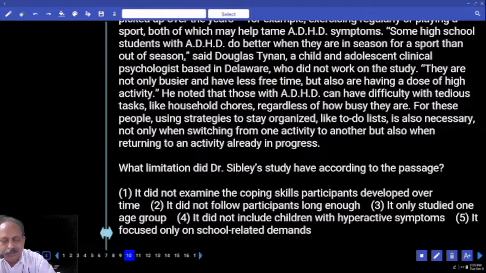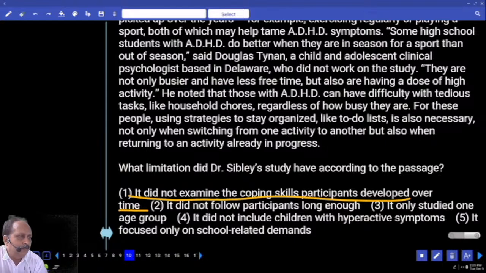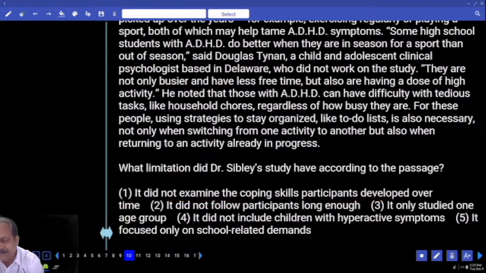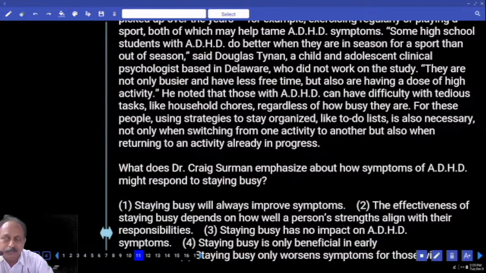What limitation did Dr. Sibley's study have according to the passage? It did not examine the coping skills the participants developed over time. I think this is the answer. They did not focus on what sort of skills participants developed over time. Answer is the first option. Have you chosen the first option?